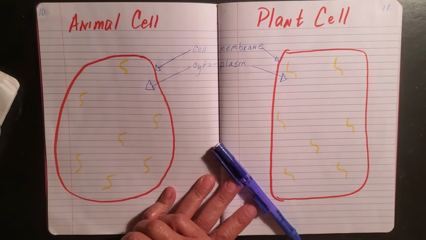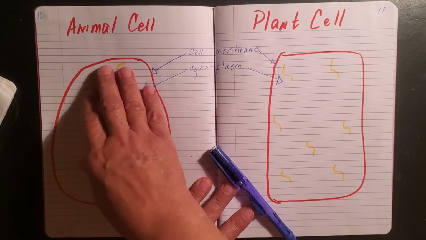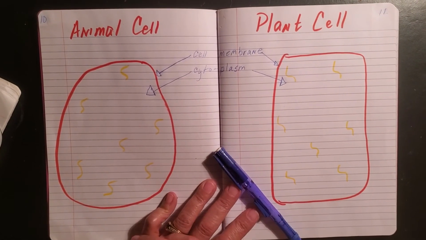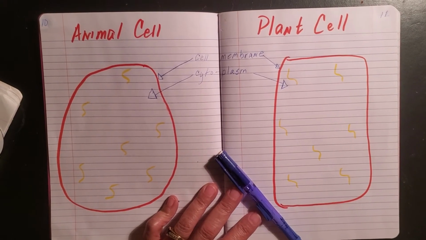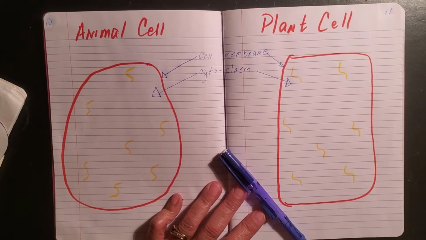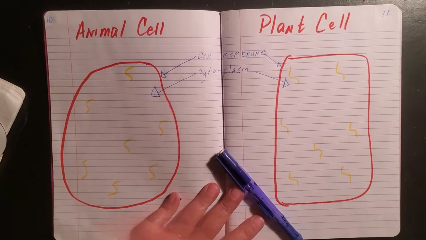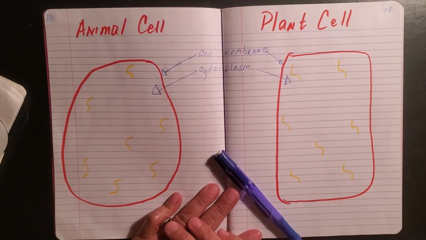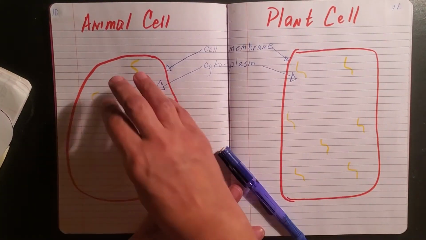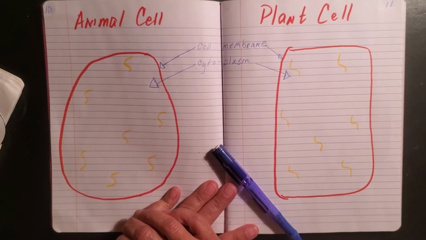The cytoplasm, its structure, what it looks like, is a jelly-like substance. And its function is to hold the organelles in place. If you had something and you shook it, you could hear everything rattling around. Well, this jelly-like substance, as we add more organelles, keeps them from moving around. Maybe tomorrow I'll find an example to show you.